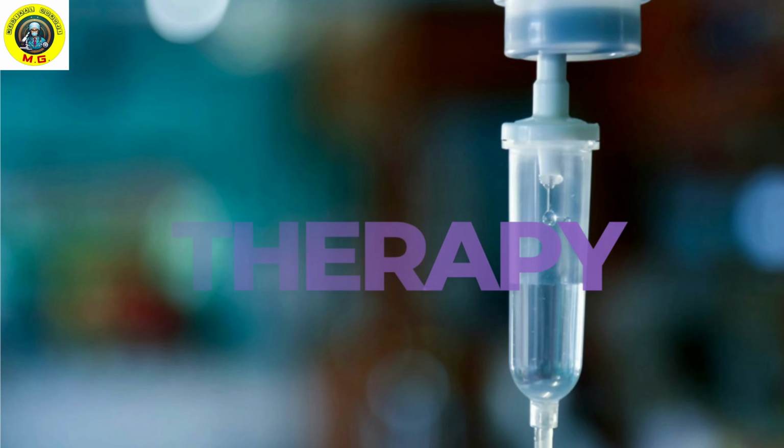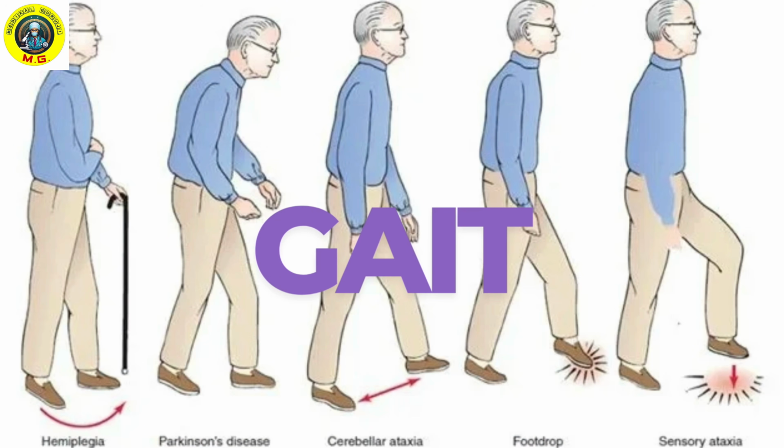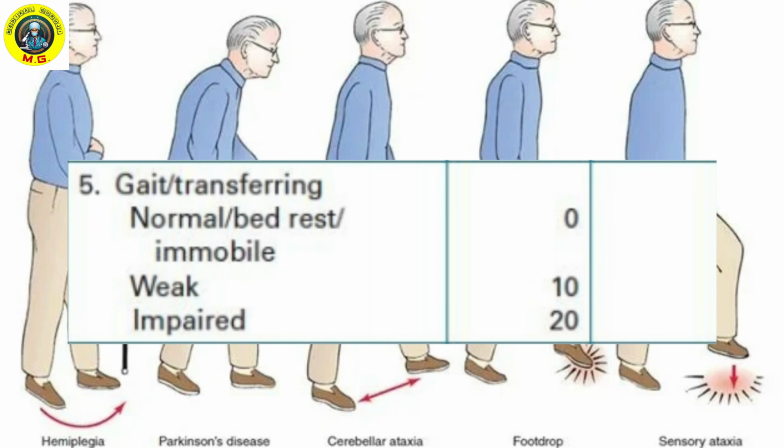Next is IV therapy or heparin lock. If there is absence, then the score is 0. And if the patient currently has IV access, then the score is 20. Next is gait or transferring. If the gait is normal, or at bed rest, or immobilized, then the score is 0. And if the gait is weak, then it is 10. And if it is impaired, then the score is 20.